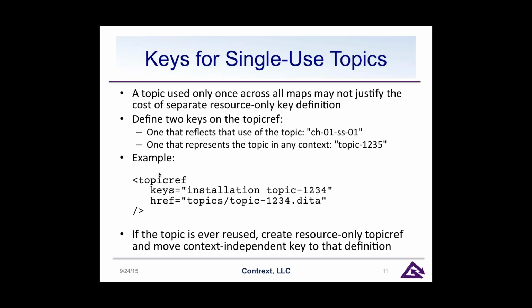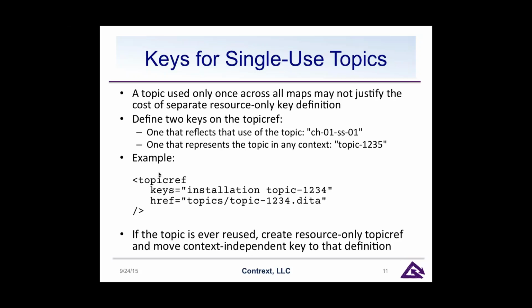All right, keys for single-use topics. If a topic's only used once across all maps, or in each map that uses it, it's only used once, that may not justify the cost of separate resource-only key definition, right? Because there is a cost to setting up these keys. Somebody's got to set up these key definition maps. They've got to keep them up to date. Authors have to know where they are and so forth. So those key definition maps have value, but they also have a cost. So maybe you don't always need that cost.